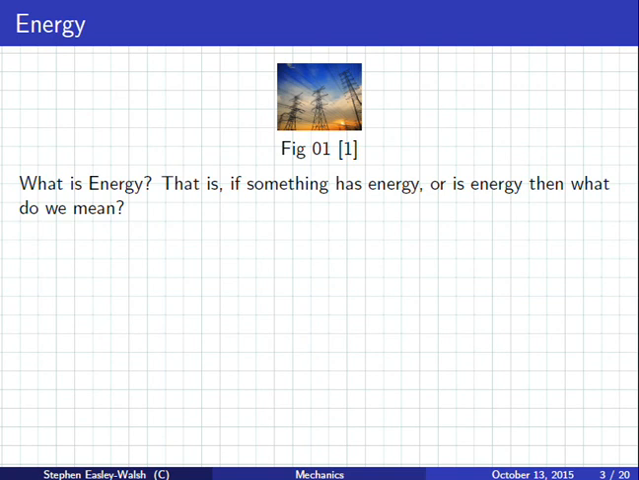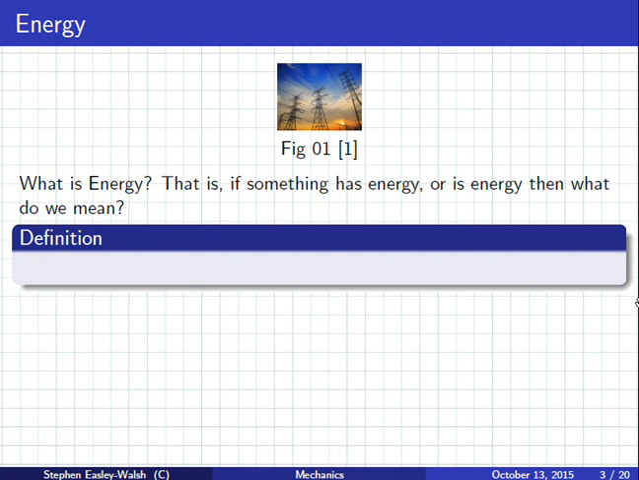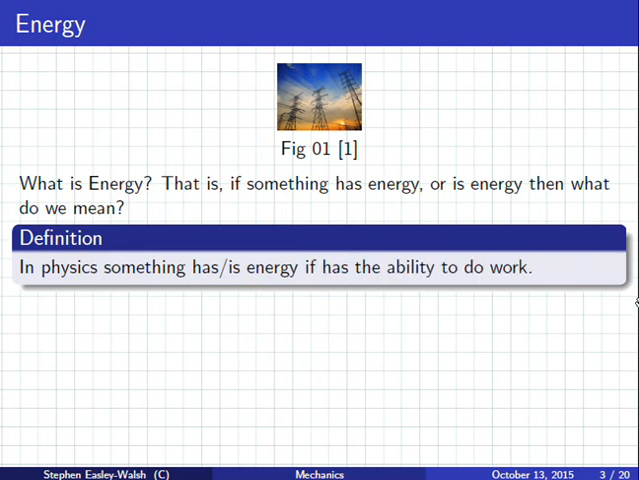Don't be talking about glucose or sugar. If something has energy, we think about it as being able to do something. So, we say that if something has energy, then it can do work. That's the physics definition. So to have energy or to be energy means you can do work. Okay, so please note this definition. In physics, something has or is energy if it can do work.